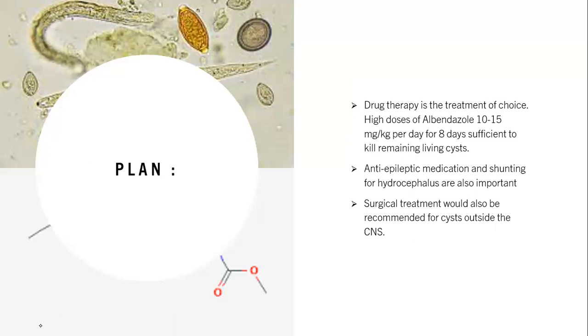In the plan, the treatment starts with drug therapy as the treatment of choice. The treatment starts with high doses of albendazole, 10 to 15 mg per kg per day for 8 days, sufficient to kill remaining living cysts. Praziquantel can also be given for the treatment of neurocysticercosis, but albendazole is more effective. Praziquantel is also effective, but for other parasitic infections. Anti-epileptic medication and shunting for hydrocephalus are also important. And surgical treatment should also be recommended for cysts that are outside the CNS.